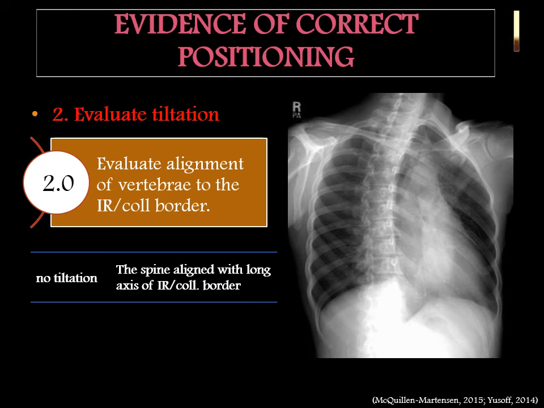The second criterion to justify correct positioning is to evaluate the element of tilting. This can be assessed by evaluating the presentation of the vertebral column. Correct positioning with no tilting is justified by the presentation of the vertebral column aligned with the long axis of the image receptor or collimation border.